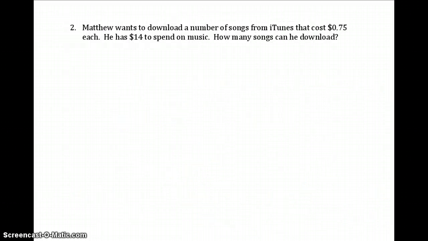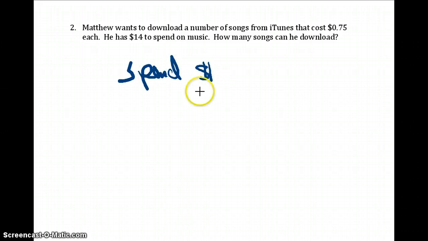Okay, this next problem talks about Matthew, and he wants to download a number of songs from iTunes. They each cost 75 cents, and he has $14 to spend on music. How many songs can he download? So where's my inequality here? Well, he wants to spend money, but you can only spend the money that you have.